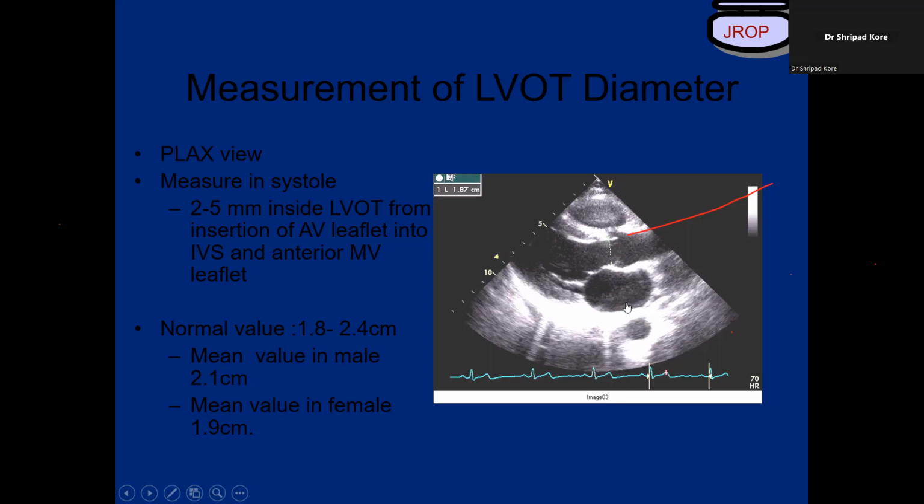Now the next question: when is systole, when is diastole in the ECG? The beginning of the QRS complex to the end of the T wave is systole. The end of the T wave to the beginning of the QRS complex is diastole. Okay? Yes. Thank you.